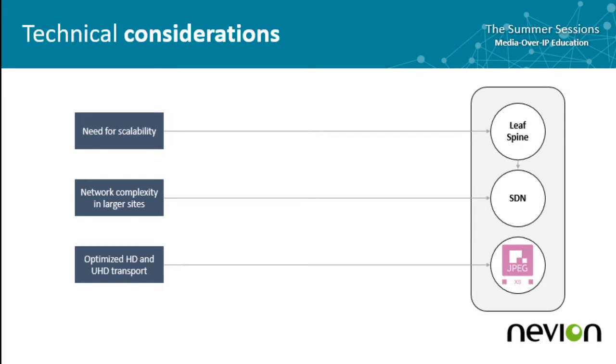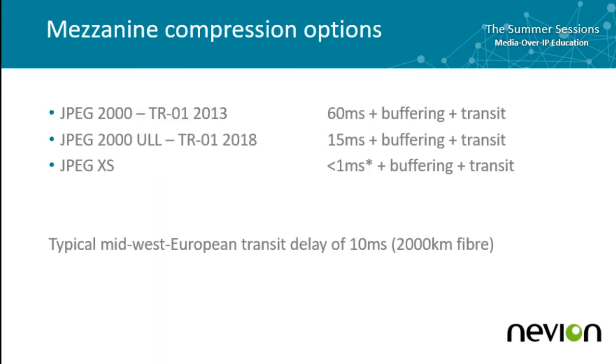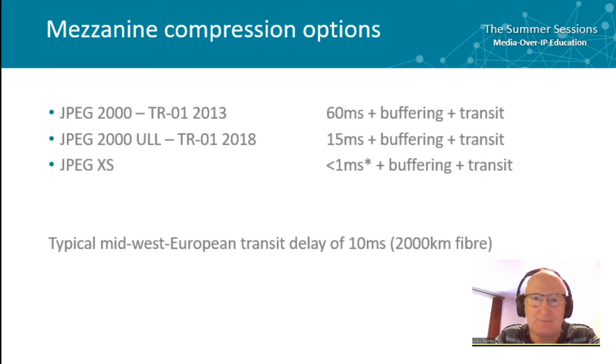And then we get on to the JPEG XS compression, and we're going to unpack that for a couple of slides now. When we were looking in this project at the options for mezzanine compression, we realized that the customer obviously wanted the lowest latency possible. Now, there are some latencies we can't do anything about, like the speed of light in fiber. But apart from that, we want to get it as low as possible.